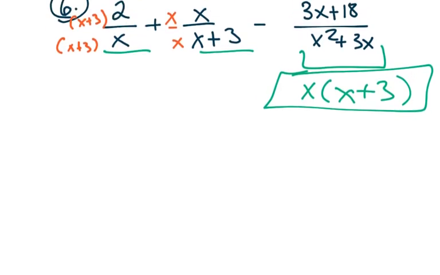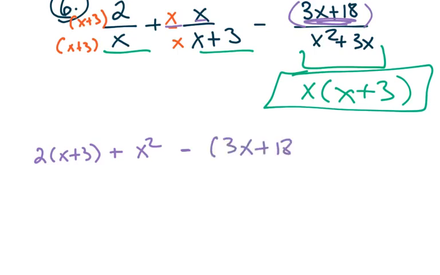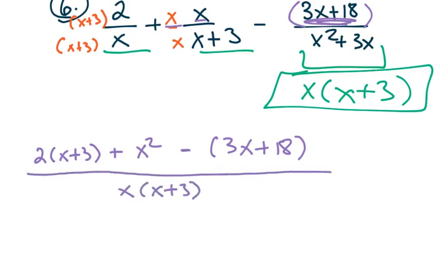So what does that leave me with? Let's say it leaves us with 2 times the quantity x plus 3 plus x squared, x times x is x squared, minus, and now note I'm not going to change anything here, but this is technically in parentheses. So quantity 3x plus 18. And the denominator, remember the goal was to get the denominator to be x times x plus 3.